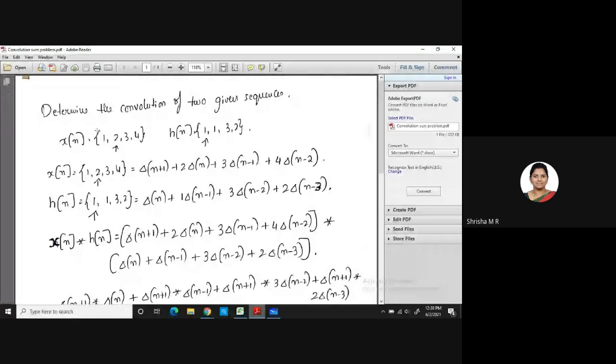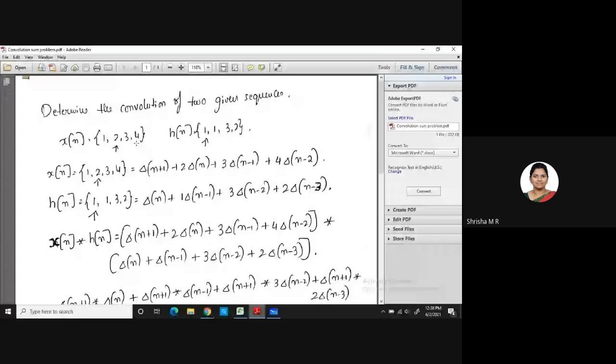Okay, so we'll take this one problem. The problem which I have given you, you do that using this method which I teach you now. So x of n is given to be 1, 2, 3, 4, your origin is at 2, whereas h of n is 1, 1, 3, 2 and origin is at 1.